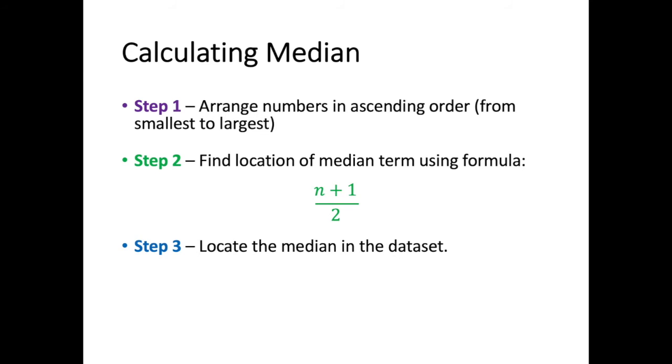The third step is to locate the median in the data set. So if step 2 told us we're looking for the 5th number, we will count 1, 2, 3, 4, 5 and look for the 5th number from the beginning of the data set.